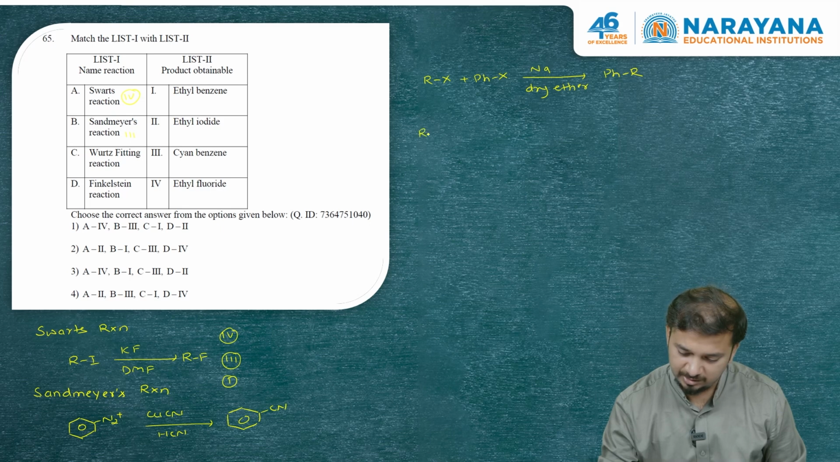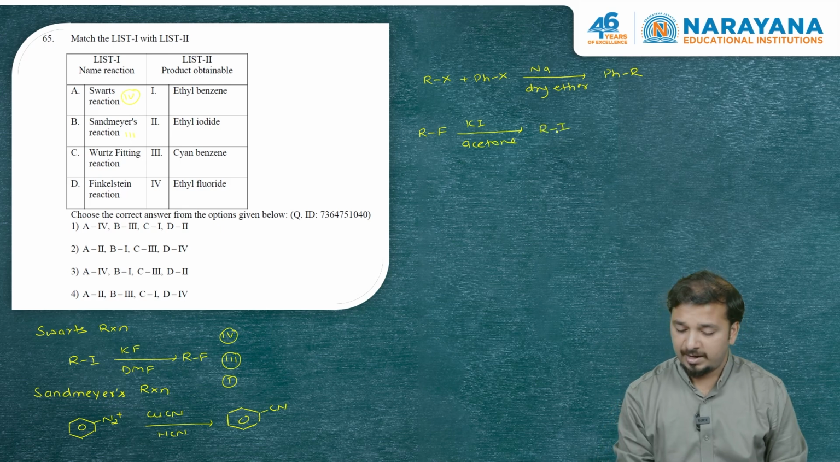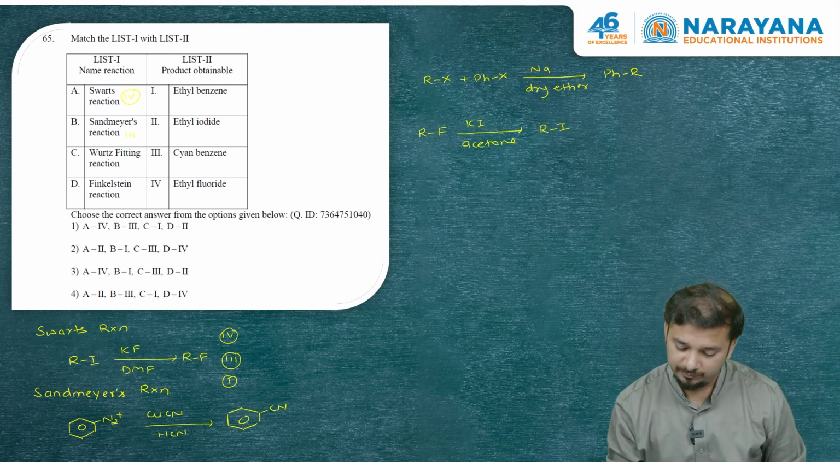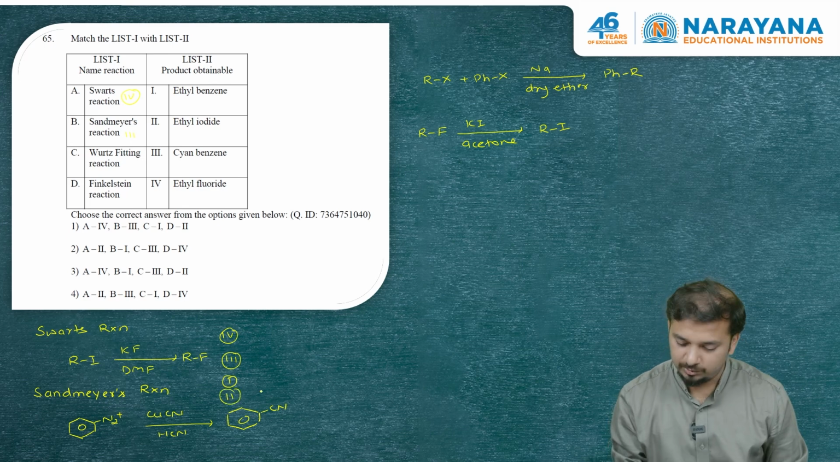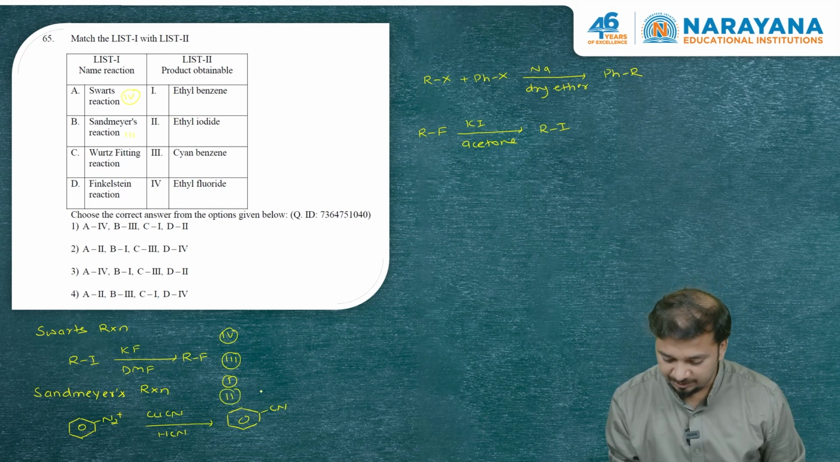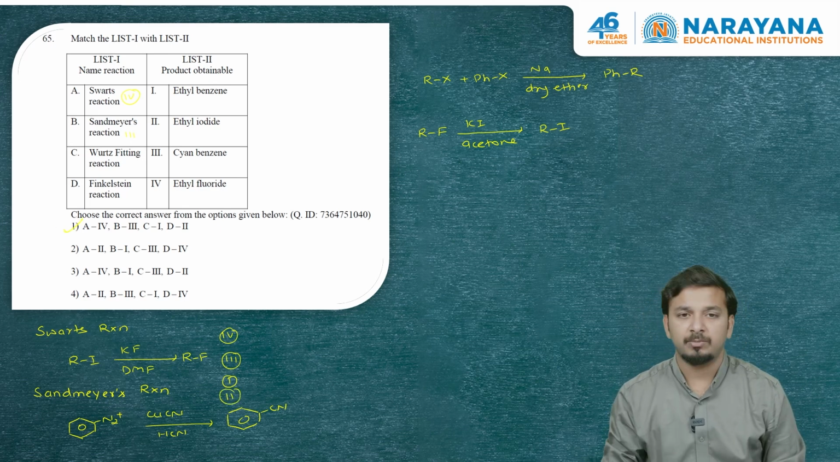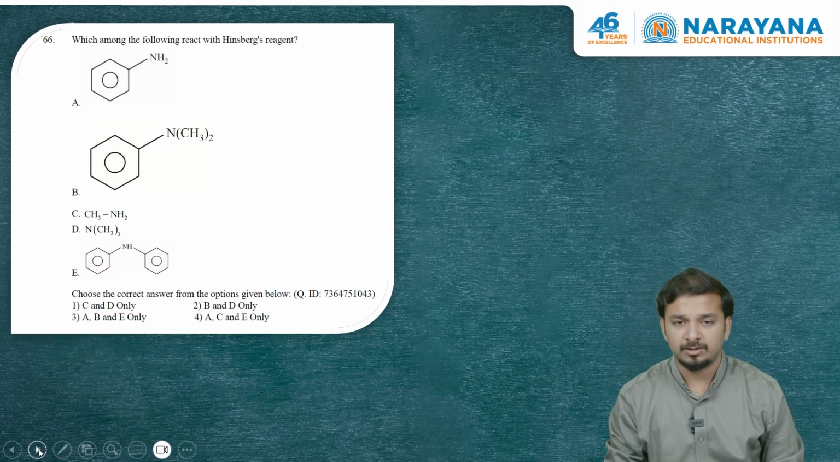Finkelstein reaction is alkyl fluoride R-F in presence of KI and acetone will give R-I. So alkyl iodide will be formed. So for the fourth one it is 2. So the correct answer is A is 4, B is 3, C is 1, D is 2. So option number 1. Moving to the next question.